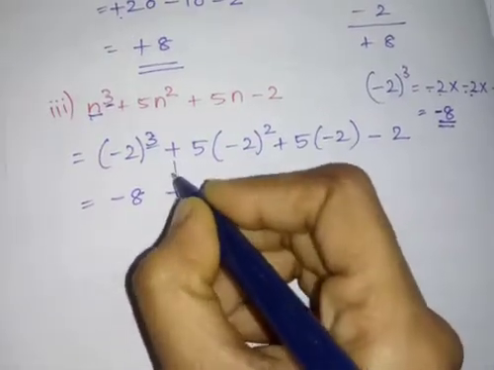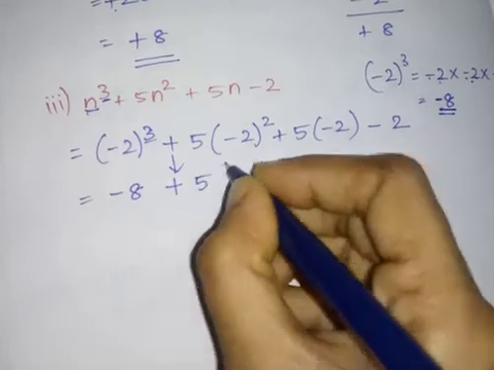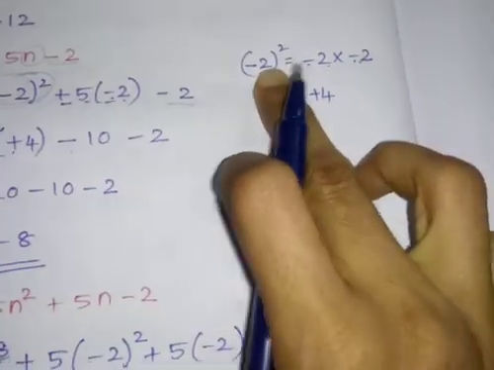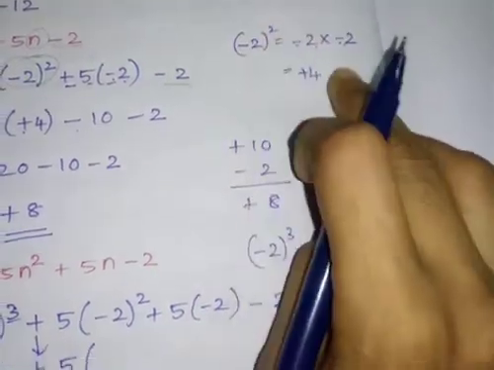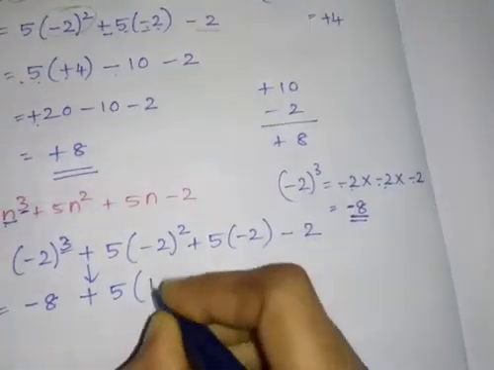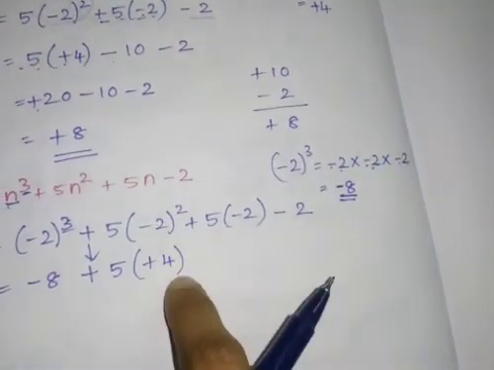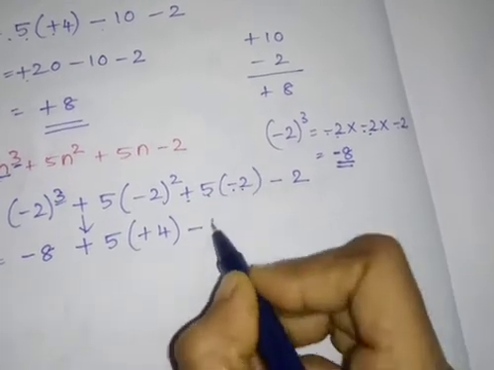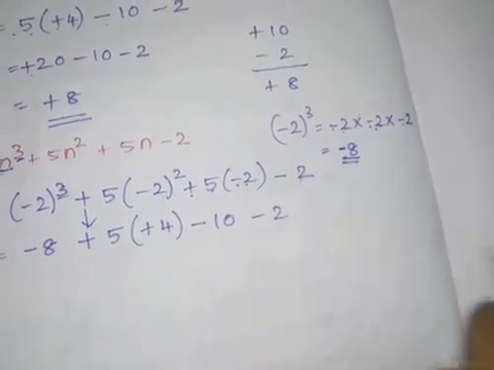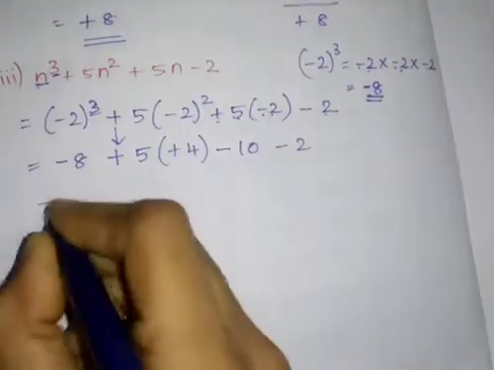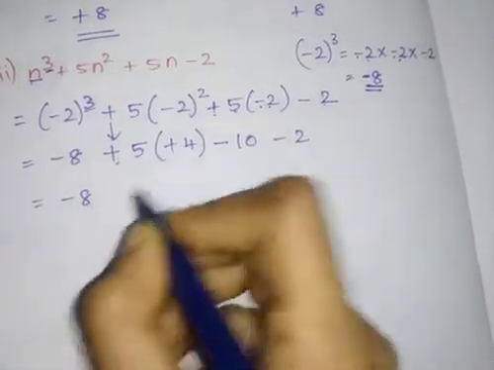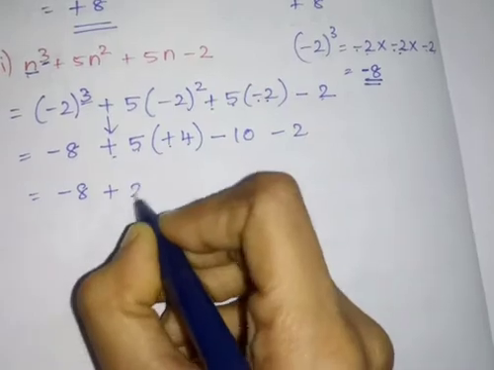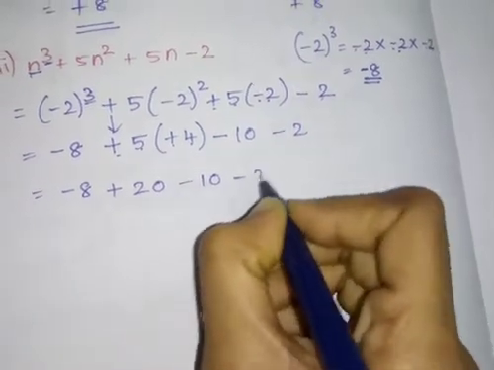So now I got the answer of minus 2 the whole cube as minus 8. Then plus 5 into minus 2 the whole square. What is the answer? Minus 2 the whole square, what is the answer? Plus 4. Yes. Minus 2 the whole square answer is plus 4. Now plus into minus, minus. 5 2s are 10. Then this minus 2. Now minus 8 plus into plus, plus 5 4s are 20. Then minus 10, minus 2.